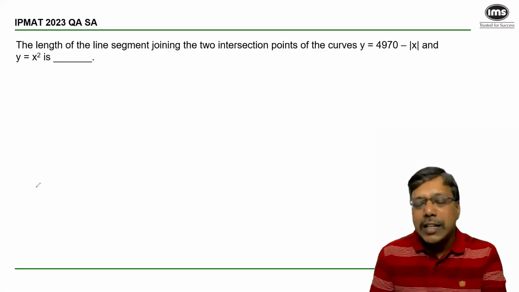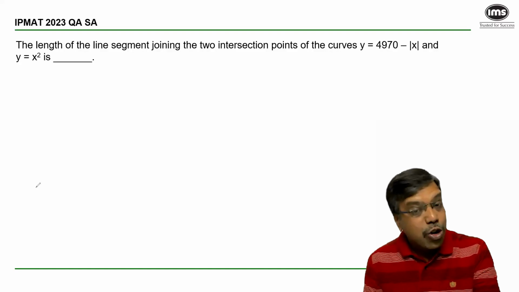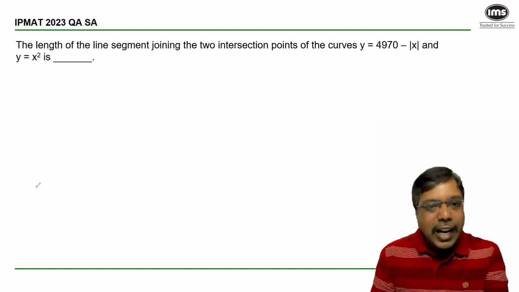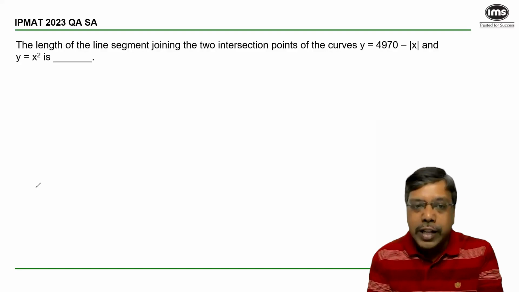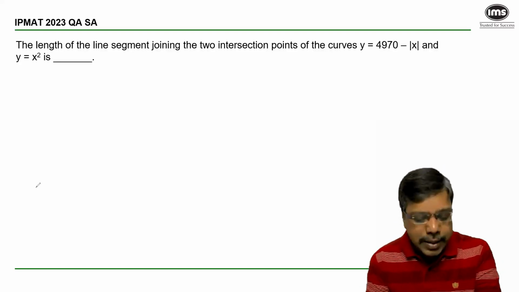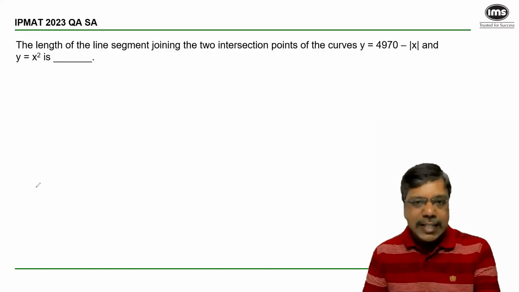Let's see how to answer this question on algebra as well as coordinate geometry. The length of the line segment joining the two intersection points of the curve y = 4970 - |x| and y = x^2 is.